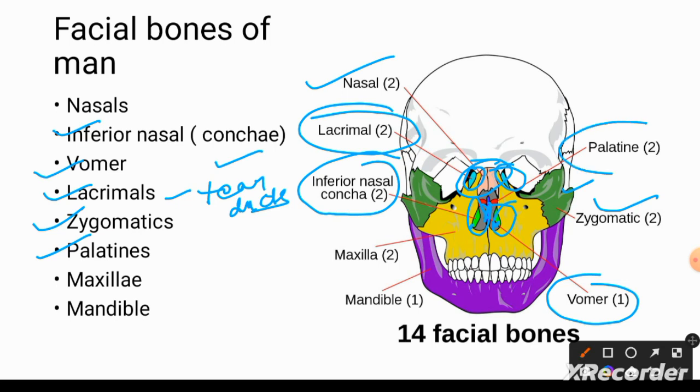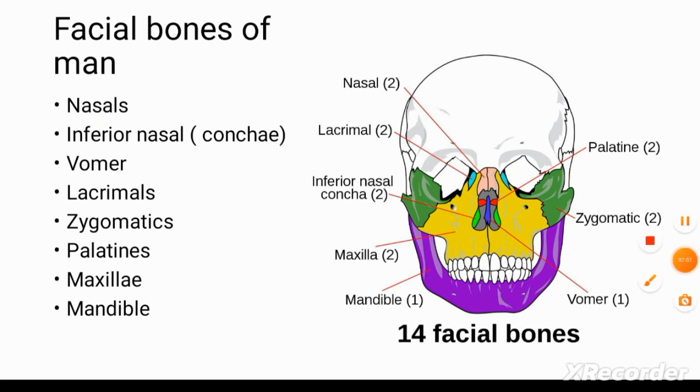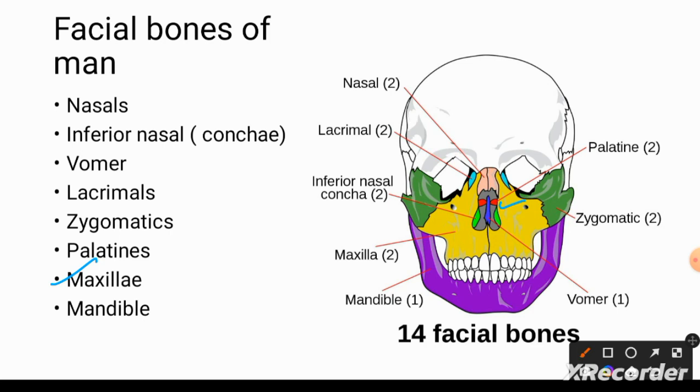Next one is the palatine. Palatines are L-shaped bones that form the back, or posterior, of the roof of the mouth. Maxilla. These are the maxilla. The maxilla forms the upper jaw bone. That is a major bone of the face.